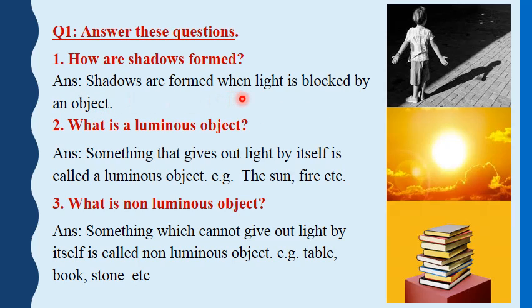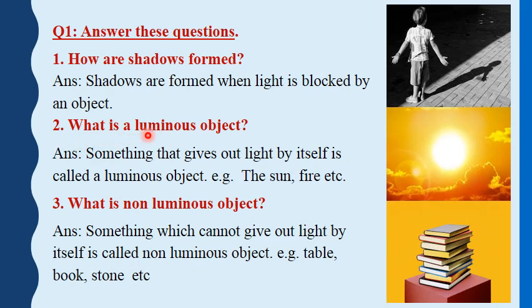Okay, so we already know that light travels in a straight line, but if the path of the light is blocked by some object, then shadows are formed. So light travels in a straight line, and if any object is placed in the path of light and the light is blocked by that object, then shadows are formed. Okay, so shadows are formed when light is blocked by an object.